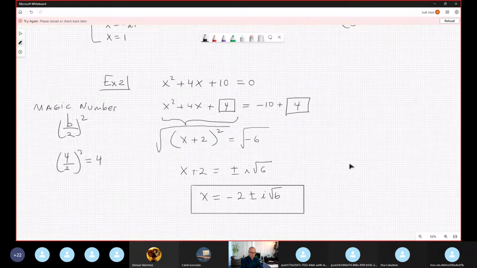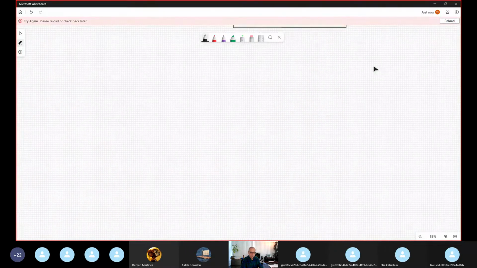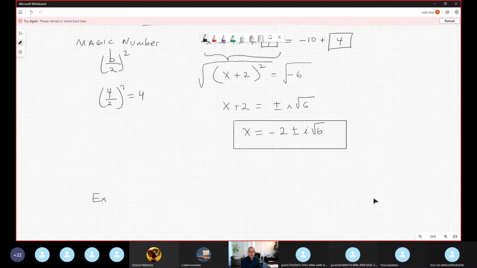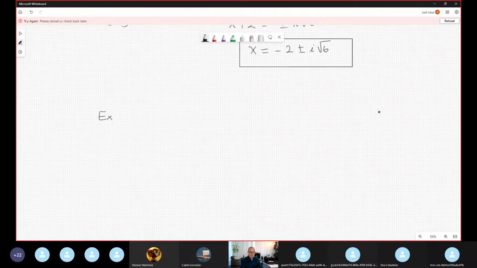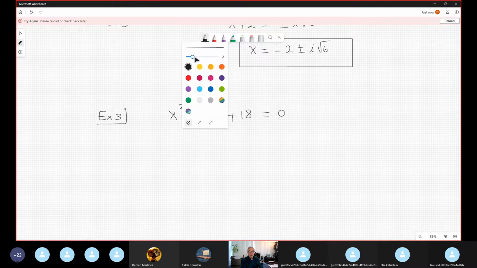Okay, I bring another example to cover every possibility of the completed square. Example, what was the number? Example 3. Well, example 3 is x squared plus 6x plus 18 equal to 0. And the order is: solve by completing the square. Okay, I respect the command. I try to do my best. What should I do? Who helps me?